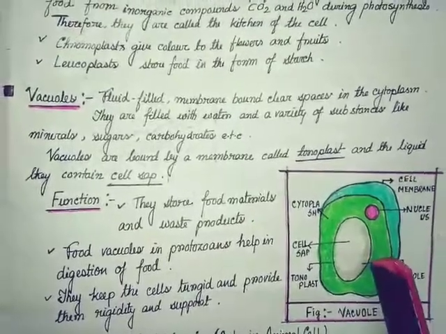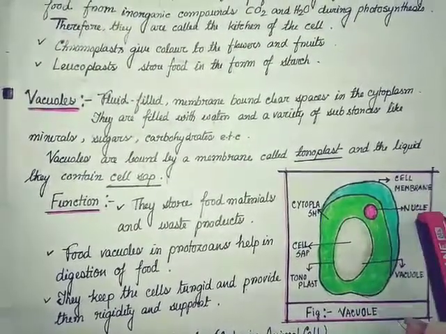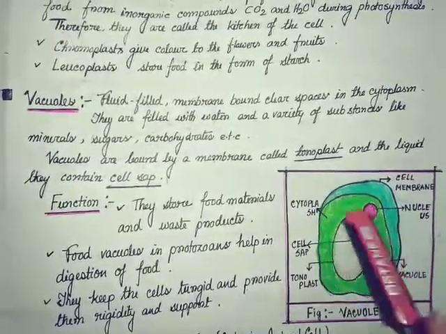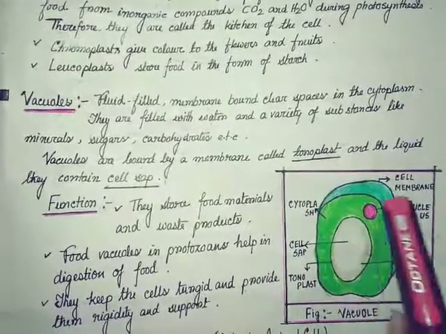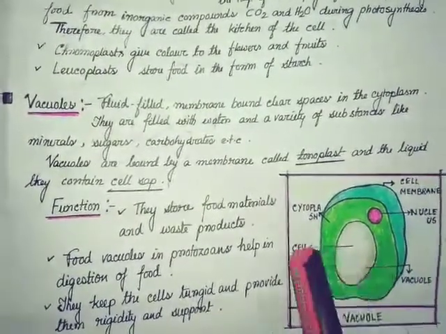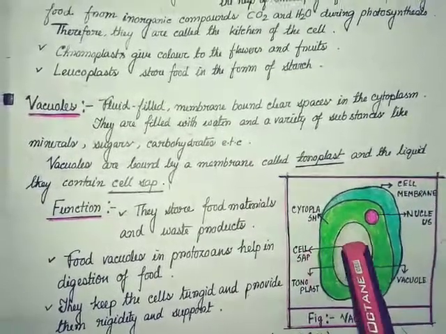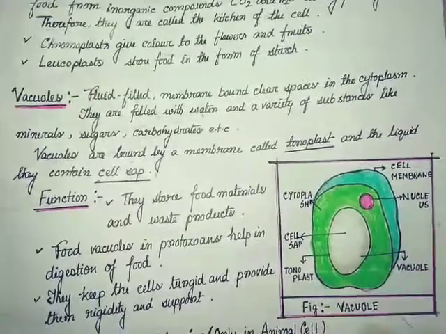Here the diagram is given. Here is the cell membrane, inside it the nucleus, and the cell cytoplasm, and this one is the vacuole. Inside the cell, this one is the vacuole, and inside the vacuole is the cell sap, and the membrane of the vacuole is termed the tonoplast.